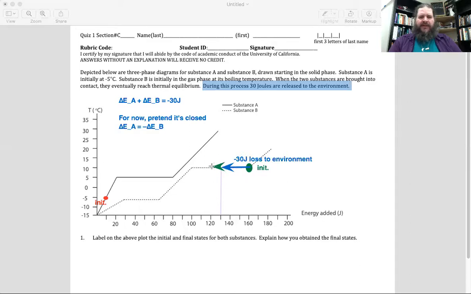If we just go from where we left off to the end of this bar, completing the phase change, how much energy would that involve? Yeah, that's a loss of 30 more joules. So after we've lost 30 joules to the environment, finishing that phase change would require losing another 30 joules. Can A afford to gain 30 joules while that's happening?